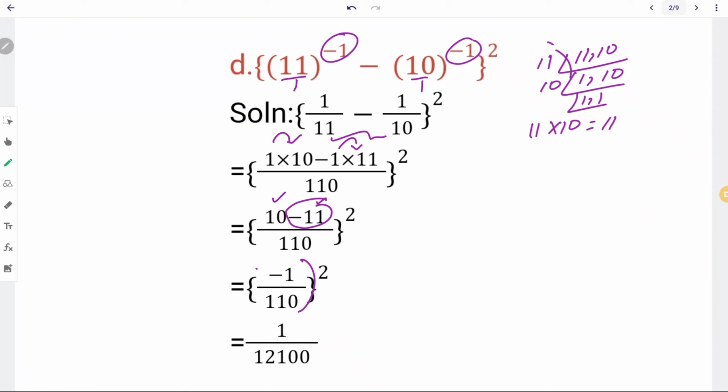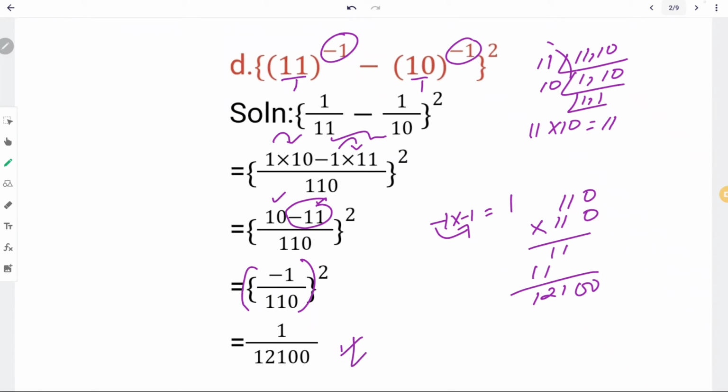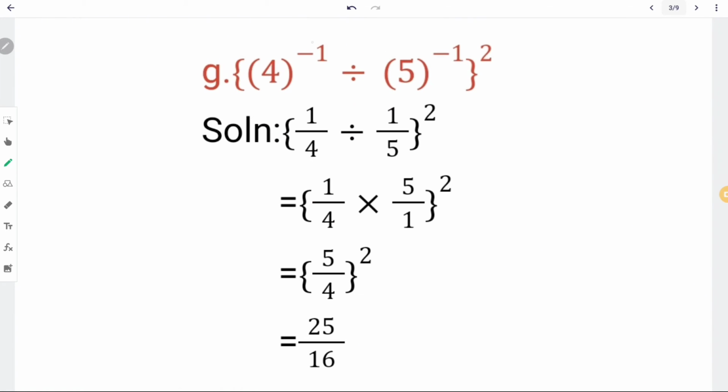Okay, once again, because of the whole square, the power 2 is for both minus 1 and 110. So minus 1 into minus 1, we're going to get simply 1. Minus into minus is plus, right? Then 110, and then you multiply 110 because of the square. Okay, remember that. I'm going to get 1 1 1 1, so I'll have 1 2 1 and then 2 zeros. All right, so our final answer will be 1 by 12100.